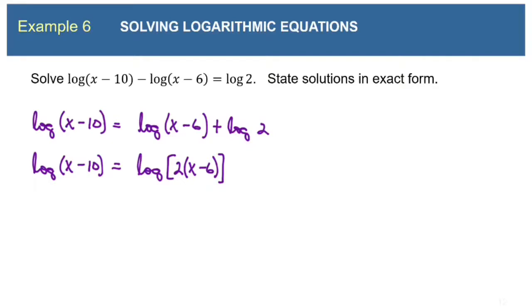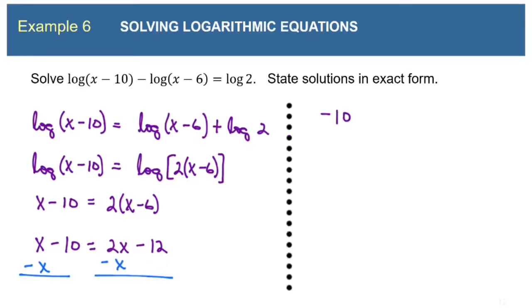Now I can eliminate logs, because if log base 10 of this equals log base 10 of this, then these two expressions must be equal. So x minus 10 equals 2 times x minus 6. Distribute your 2, so that would give you 2 times x minus 2 times 6, which is 12. Subtract x from both sides. That will give you negative 10 equals x minus 12. Now add 12 to both sides. That will give you 2 equals x.